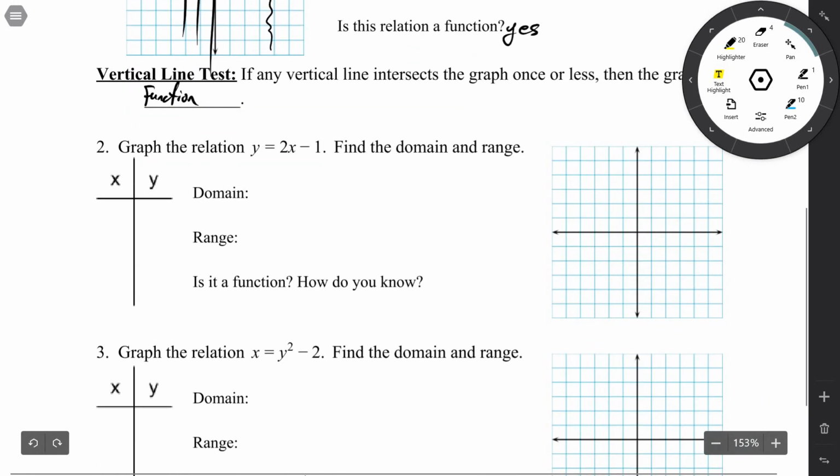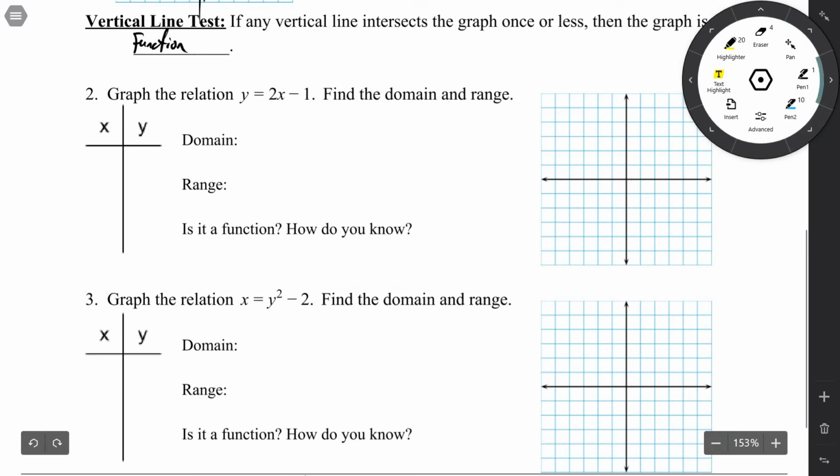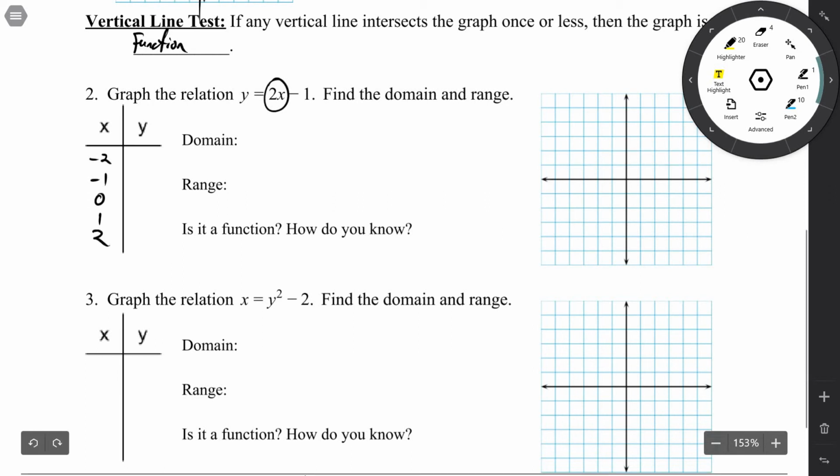Let's graph the relation y equals 2x minus 1. Really what we're putting in here is going to be the x, so I'll plug in some values for x here. Negative 2, negative 1, 0, 1, and 2. That'll keep us centered right around there. Usually works out pretty well for us. Negative 2 times 2 is negative 4, minus 1, that'd be negative 5. Then we can just add 2.